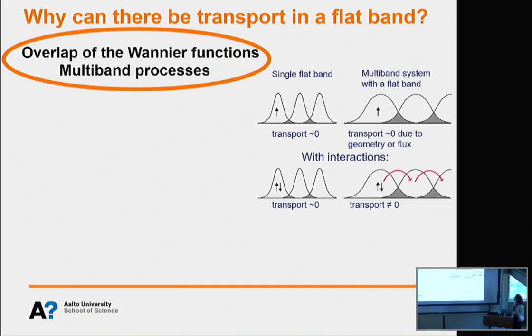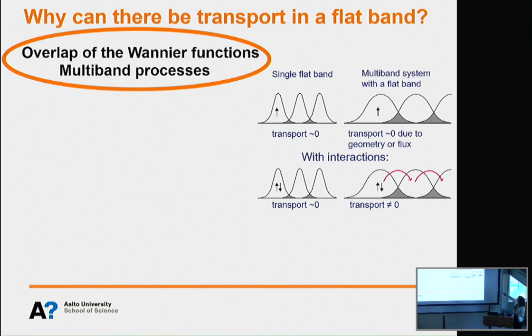And nothing moves. Okay, then if you have a multiband system with a flat band, you can have large overlap of the Wannier functions, but particles don't move simply because of these interference effects of wave functions. Now when you add interactions, if you had this kind of trivial flat band, like a very deep optical lattice, you still don't see any transport.